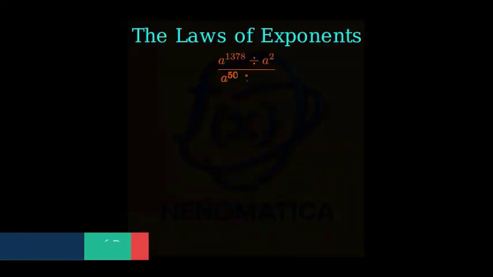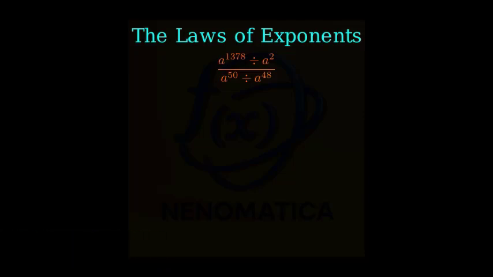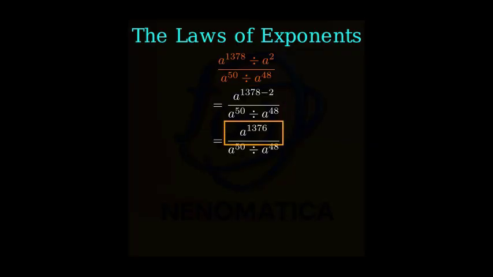Let's examine this example where we need to simplify the expression a to the power of 1378 divided by a squared, all over a to the power of 50 divided by a to the power of 48. Let's start by using our first law of exponents. When dividing expressions with the same base, we can subtract the exponents. So in the numerator, a to the power of 1378 divided by a squared becomes a to the power of 1378 minus 2.